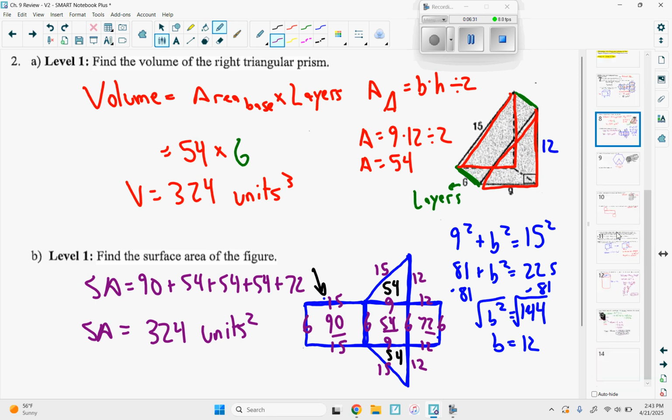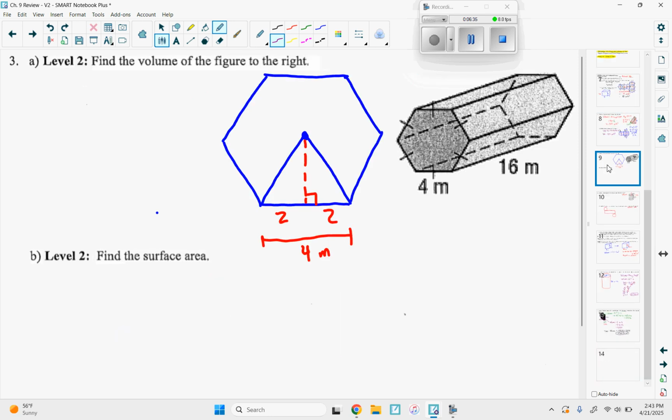All right, moving on to number 3. So number 3 is going to be an important problem. On the test, you will need to find the volume and surface area of a prism that has a regular polygon as its base. As you can see in this problem, our base is a regular hexagon. And what we're going to want to do is find the area of that hexagon first.